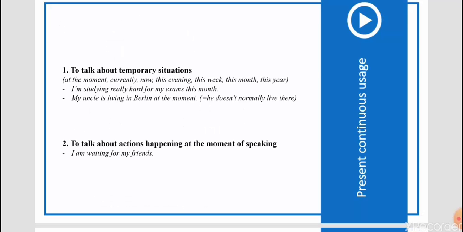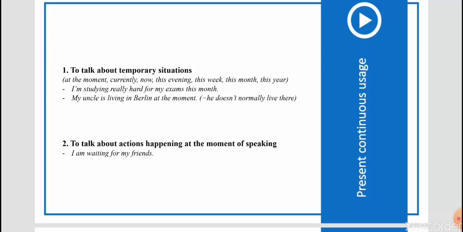Present continuous usage. Apart from present simple, it has a few usage places. First usage place, temporary situations, and time expressions are at the moment, currently, now, this evening, this week, this month, and this year. For example, I am studying really hard for my exams this month. So this month is an indicator for present continuous. Then the second example, my uncle is living in Berlin at the moment.